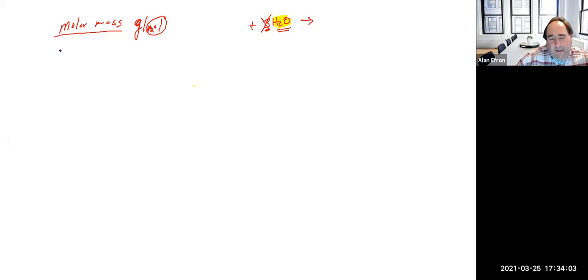And most importantly, we use the molar mass as a conversion factor to go from grams to moles or backwards. So that is the conversion factor that we use to do that. We can divide by the molar mass, and that gets us moles. We can multiply by the molar mass, and that gets us grams.